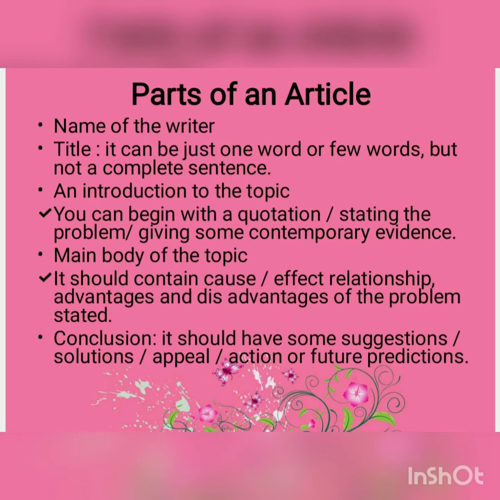Let's learn the parts of an article, or what are the points we have to remember when you are writing an article. The first one is remember to write the name of the writer. Whoever is writing an article, the name should be mentioned. Second, title. It can be just one word or few words but not a complete sentence. When you are writing a title, make sure that it can be one word or a few words but it should not be a complete sentence.